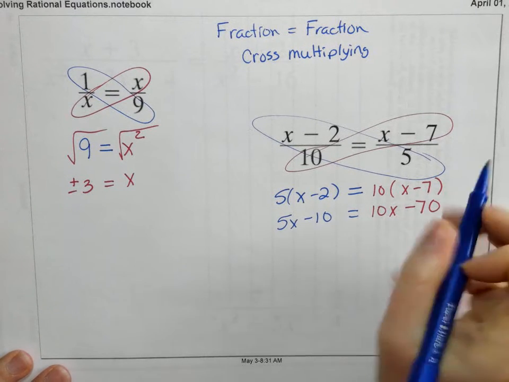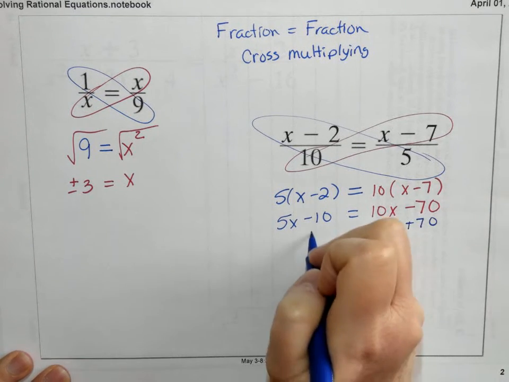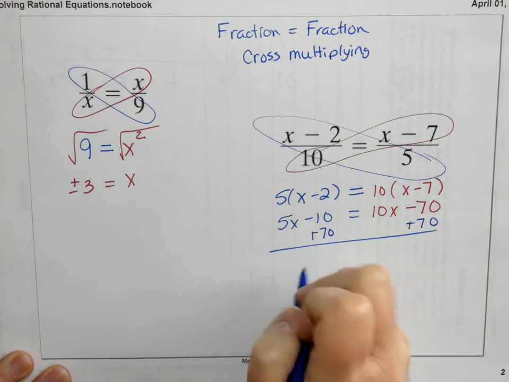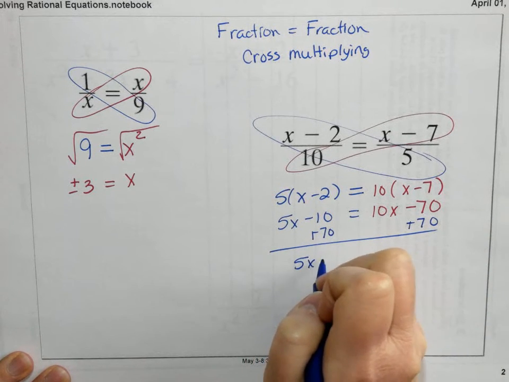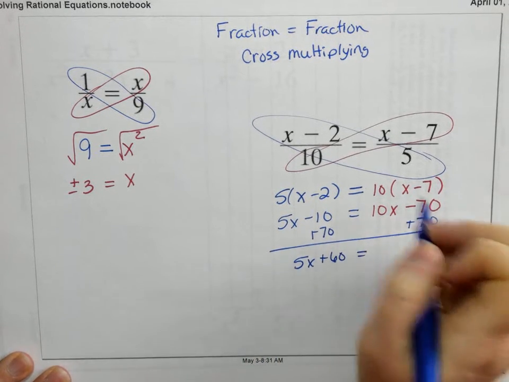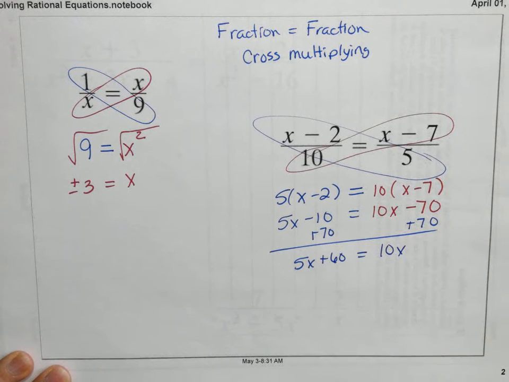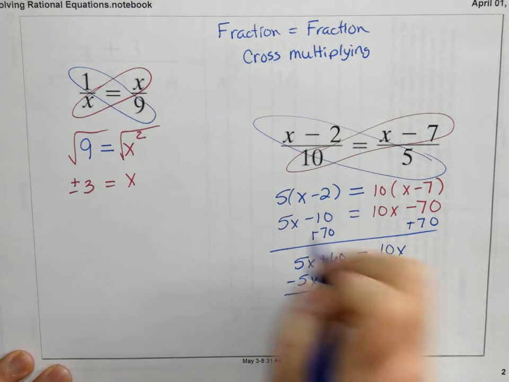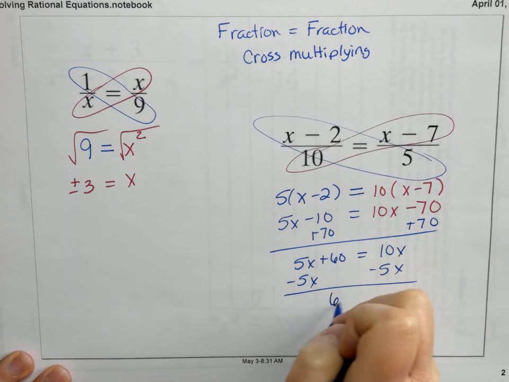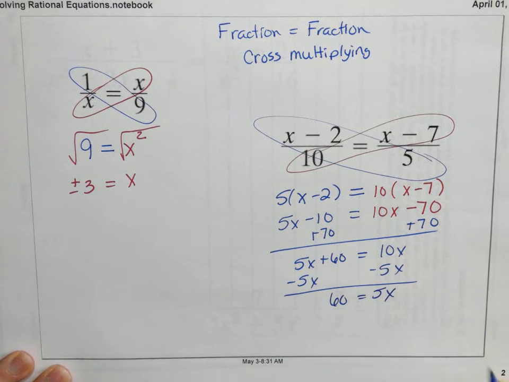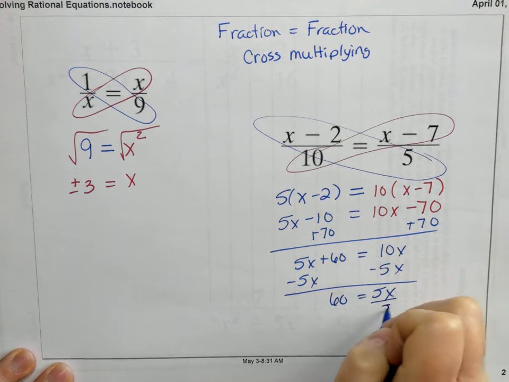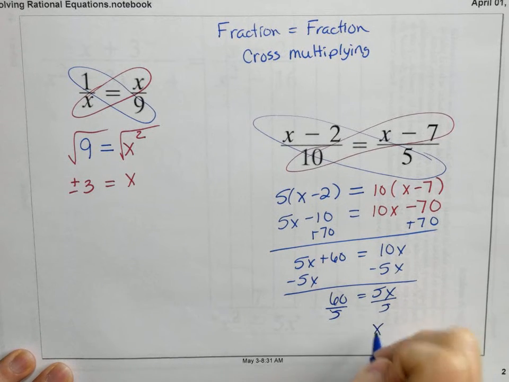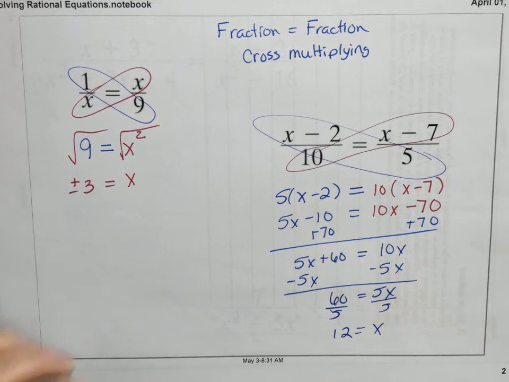All right, now I don't care which direction you want to move, so I'm going to move the 70. So now I have 5x plus 60 is 10x. I'm going to subtract the 5x, and I'm going to get 60 equals 5x. I'm going to divide by 5. I get a value of x equals 12.